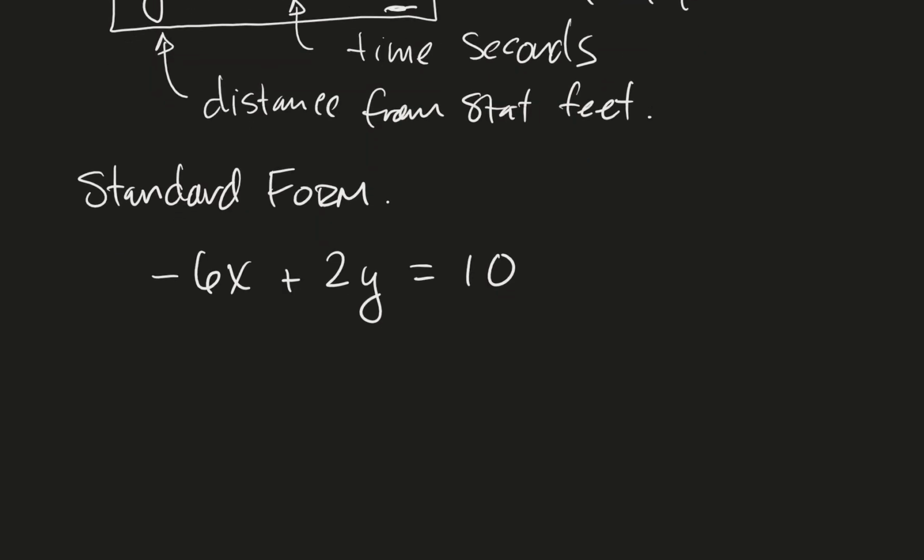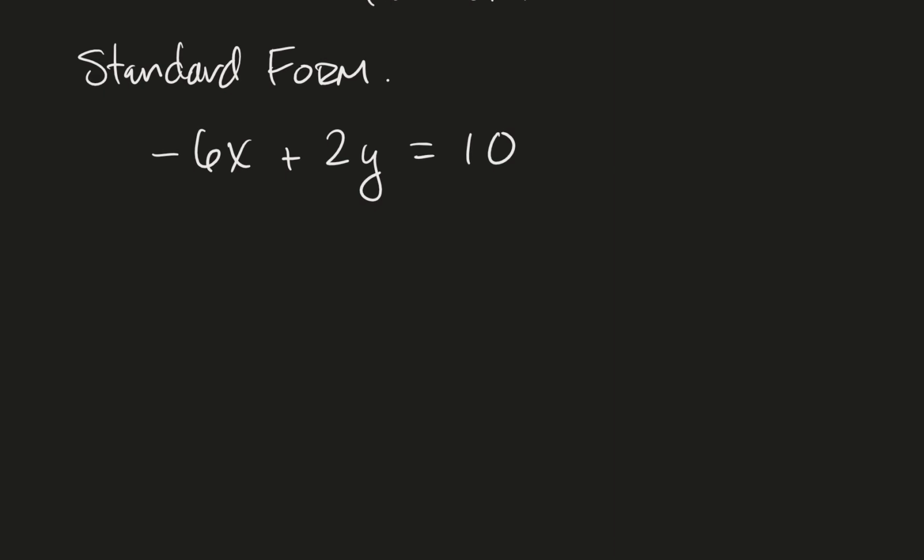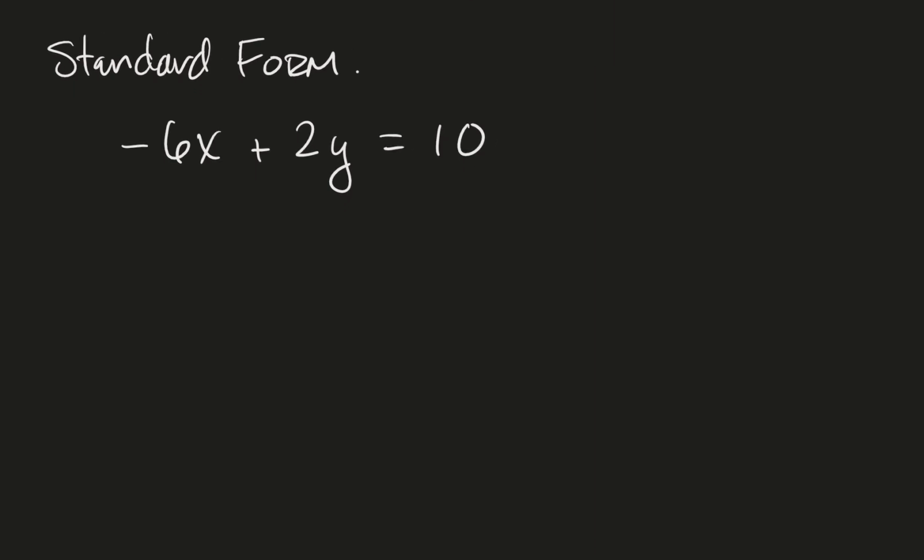Now we could make a table of values for this situation. We could pick x's and find the y's that make this true. But the other thing that we could do is rewrite it so that it is in slope-intercept form. In other words, we want to change this so that y is completely by itself.